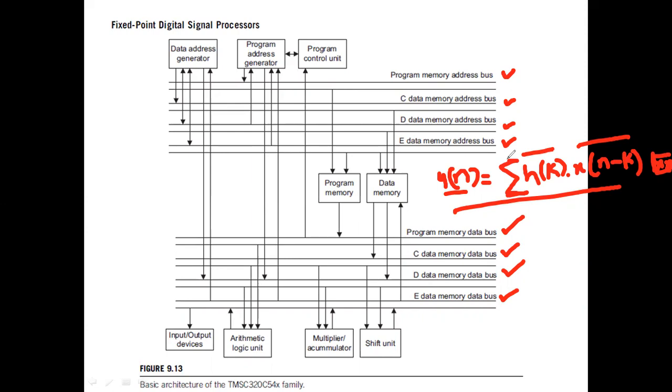Not only the buses, you also have to have the memory separated. You can see here there is separate memory to store the opcodes and separate memory to load and store the operands. The two operands C and D, that is x of k and h of k, connect to this particular processor through these buses, and finally the processed data goes again into the data memory.